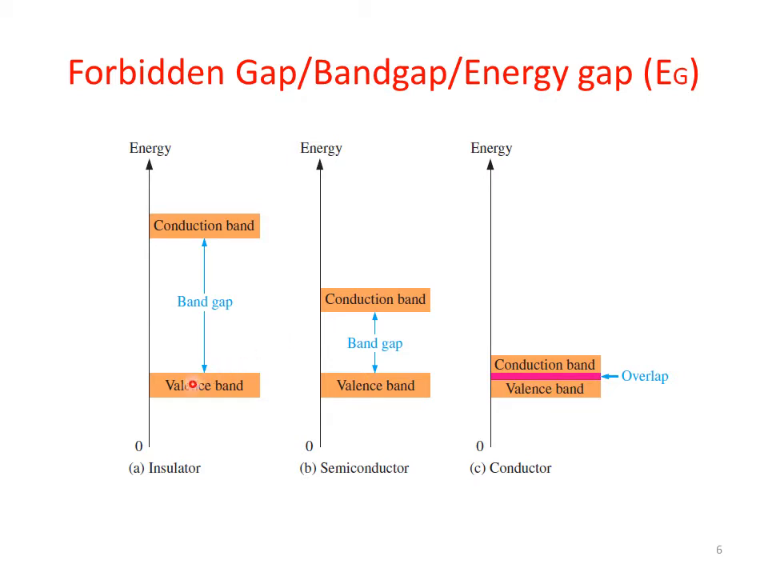Now let us see the band diagram or the energy gap diagram of an insulator. You can easily see that the valence band and the conduction band are quite far away from each other in case of an insulator. This is the reason that insulators do not conduct any current, because in order to move any electron from the valence band to the conduction band, we need to provide a very large energy.